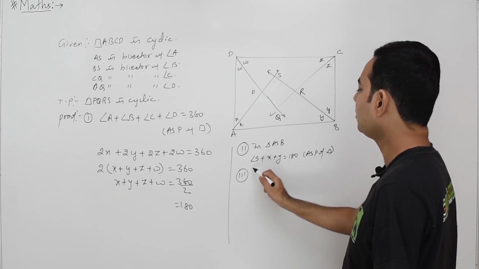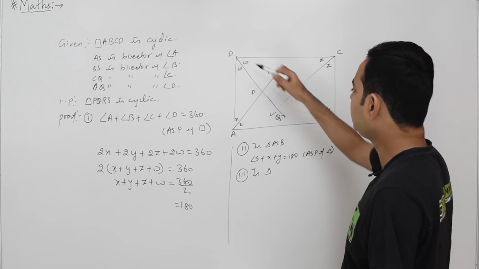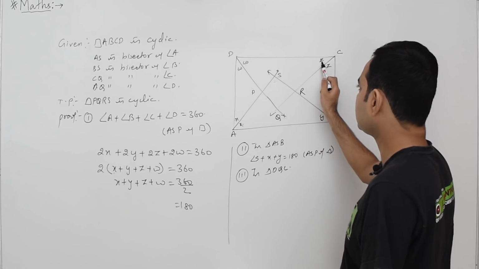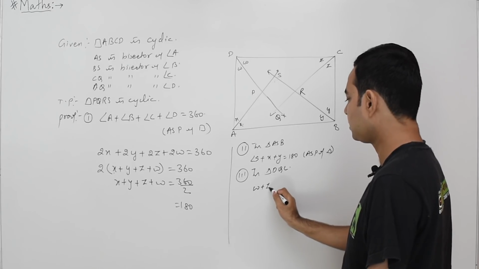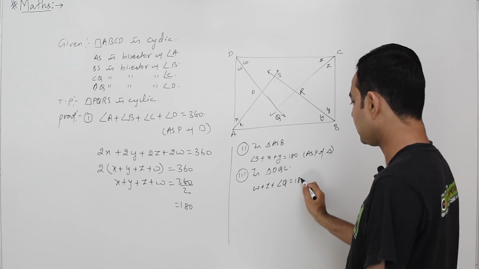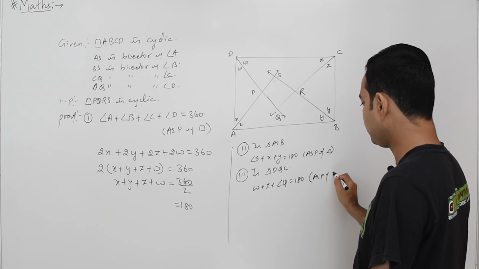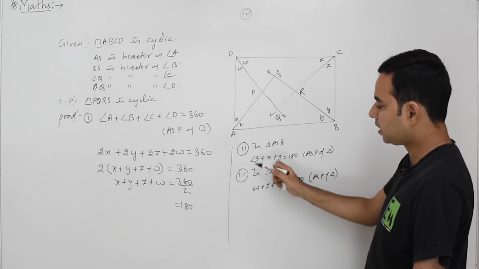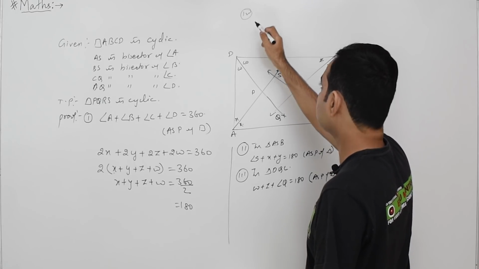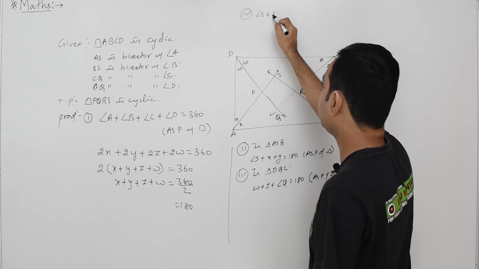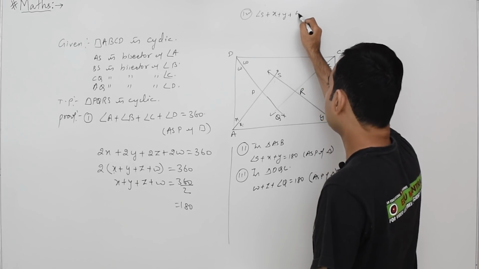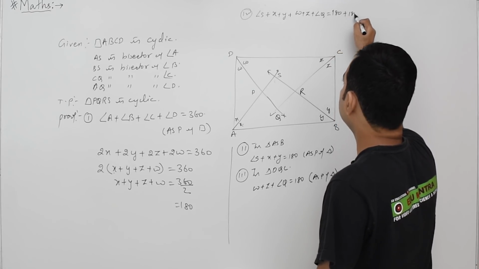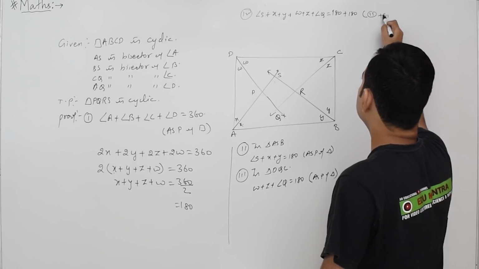Similarly, in triangle DQC, angle w plus z plus angle Q is equal to 180. Again, angle sum property of triangle. In the fourth point, we will add second and third. So by adding this, we will get angle S plus x plus y plus w plus z plus angle Q, and that is equal to 180 plus 180, adding 2 and 3.